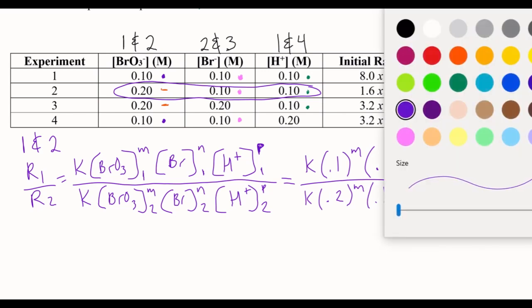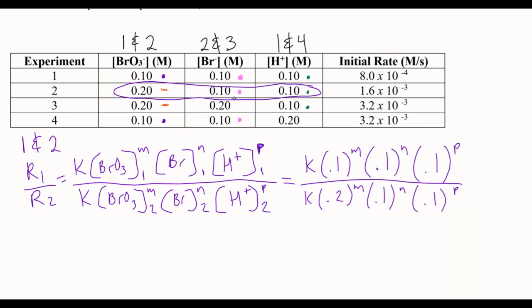Okay, and now we're going to cancel out which ones are the same. So K is the same, N is the same, and P is the same. So those all get canceled. So we get 0.1 divided by 0.2^m, which is just going to be equal to a half.